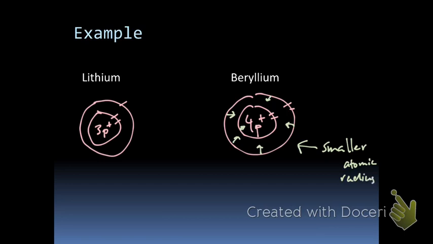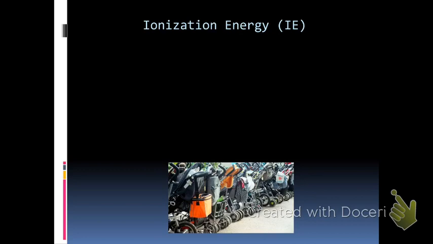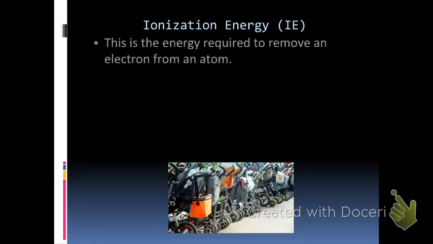Okay, now everything we do from here is based off of atomic radius. So everything I do or talk about will be related to atomic radius. So, ionization energy. Ionization energy is the energy required to remove an electron from an atom. Okay? So immediately we can think, if you have a small atom, it's going to require more energy to remove that electron, right?